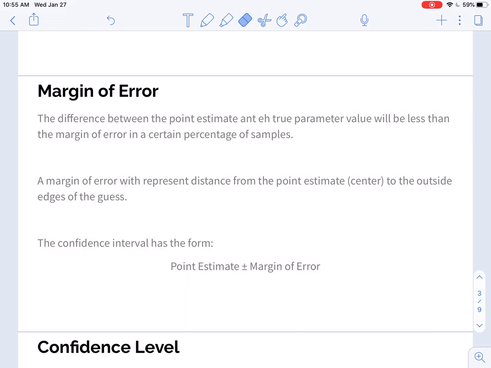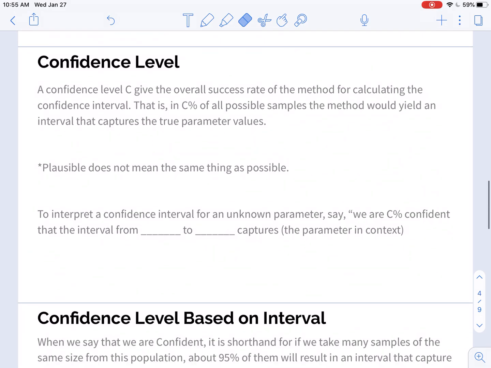Margin of error means the difference between the point estimate and the true parameter value will be less than the margin of error in a certain percentage of samples. So this kind of builds up. The margin of error represents the distance from the point estimate to the outside edge of a guess. And the confidence interval has the following form: the point estimate plus or minus the margin of error. And then we'll get into this more.